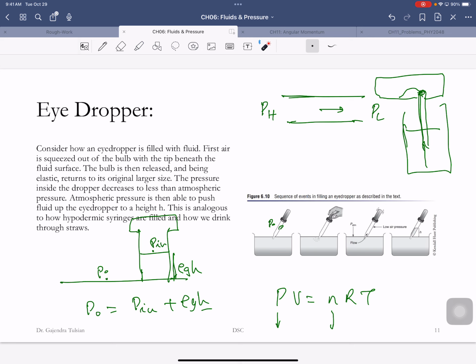Now, what we saw is how to fill an eyedropper. The air in the eyedropper at the beginning is at 1 atmosphere, so this 1 atmosphere is not able to push in any fluid. So what you want to do is remove some of the air first and decrease the pressure in the eyedropper, and the higher outside pressure will push fluid in. And that's how you load an eyedropper.